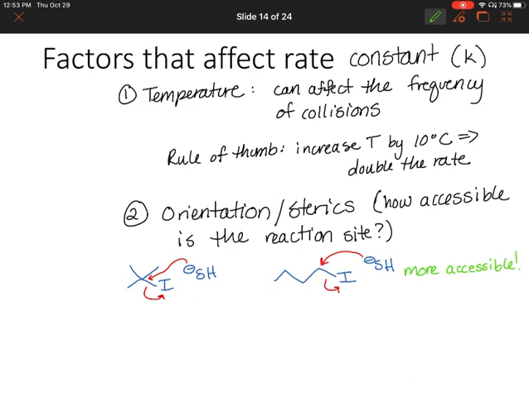So this is something we'll think about as we go forward in organic chemistry. How easy is it for the reactants to collide and react? Is there a big bulky group blocking the reaction site, or is the reaction site kind of long and more accessible?